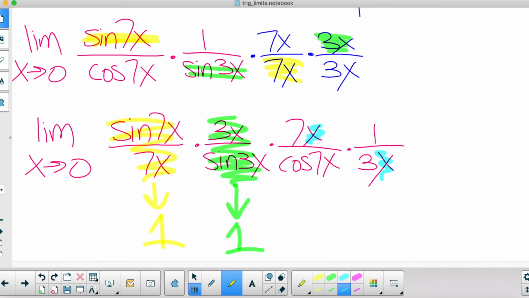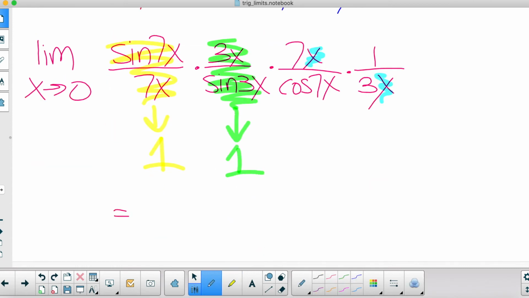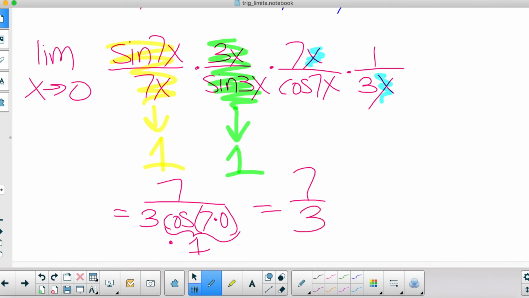Now we can go ahead and rewrite what we have left with plugging in our x value. So what we have left is 7 in the numerator over 3 cosine of 7 times 0. Well, we know that this piece is cosine of 0. This is going to be 1. So 3 times 1 is what we have left in the denominator. So we have a total of 7/3 for our answer.